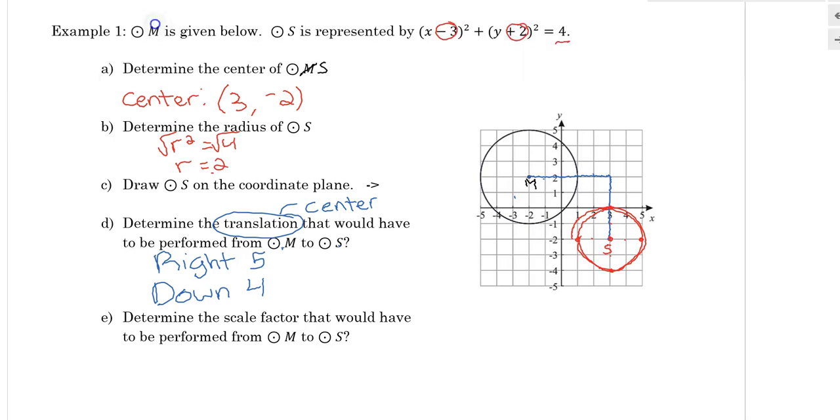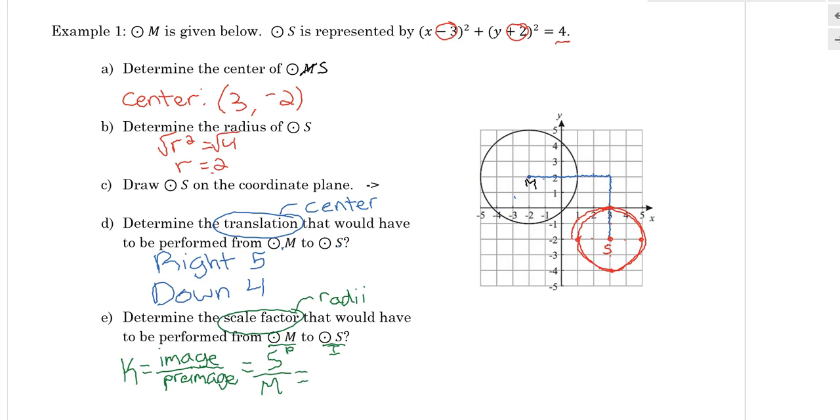Sorry. Then, determine the scale factor. So this is going back to K. Okay, K equals image over pre-image. So anytime I ask you for a scale factor, that's when we're going to use the radii of our circles. Okay, so again, M is going to be our pre-image, S is our image. We're always going from the pre-image to the image. Okay? So that's going to be S over M. And again, we're looking at our radii.